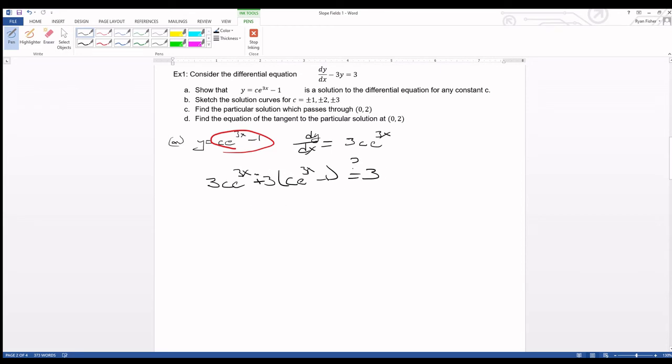And what do you know? If I distribute a minus 3 to each of these things, I get 3c e to the 3x minus 3c e to the 3x, minus 3 times minus 1 is plus 1, and this equals 3. Oh, not plus 1, but plus 3. And what do you know? Cancel, cancel, 3 equals 3. Yes, this is a solution.